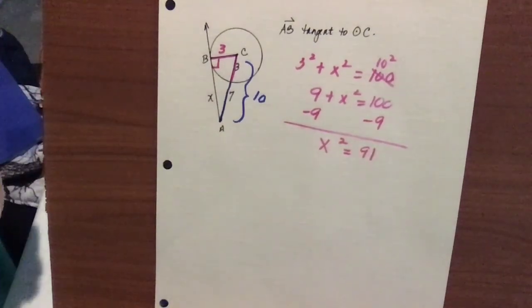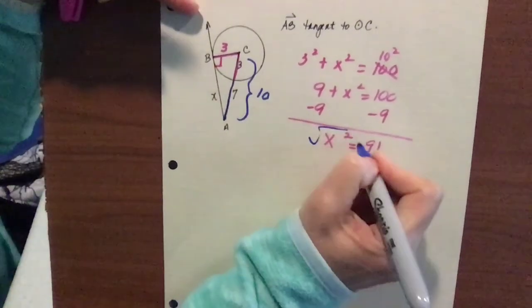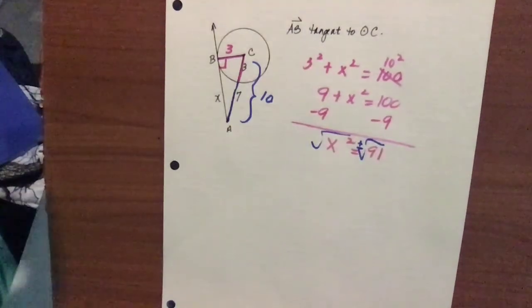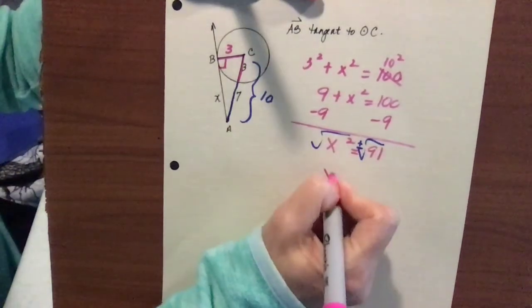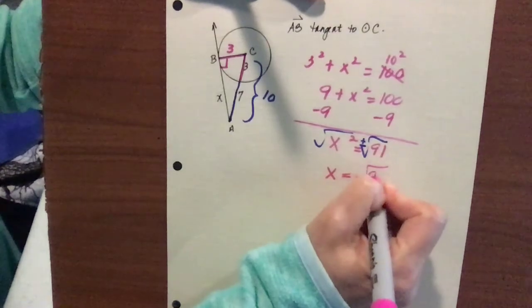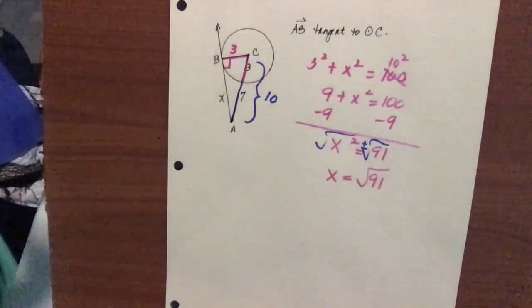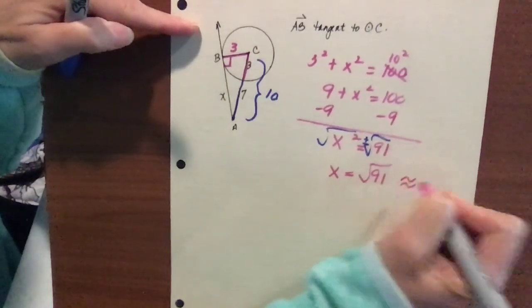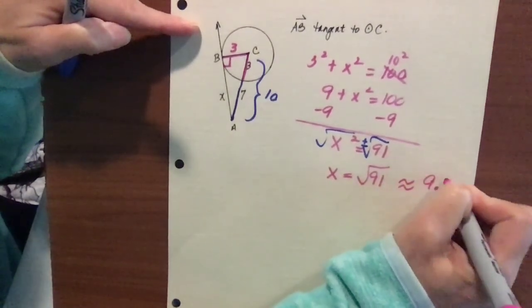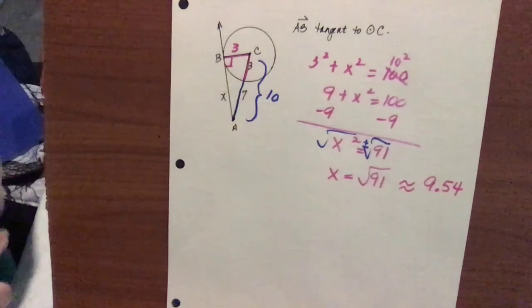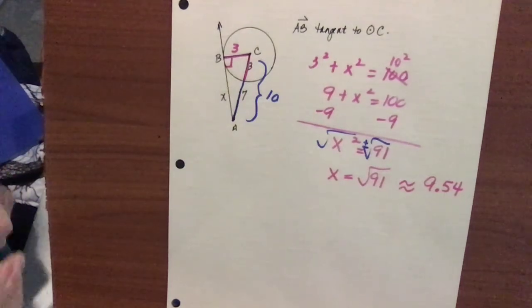Take the square root on each side. This is positive and negative, but we only want the positive because it's a length. So x equals the square root of 91. And depending on what problem you're working on and what they want you to round to, then you round accordingly. I'm going to round to the nearest hundredth. So this comes out to 9.54 units.